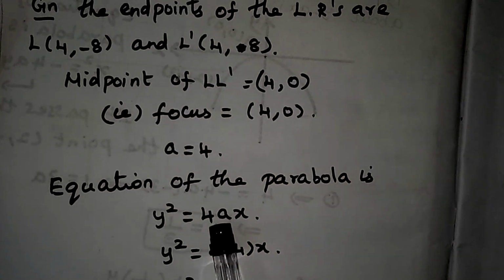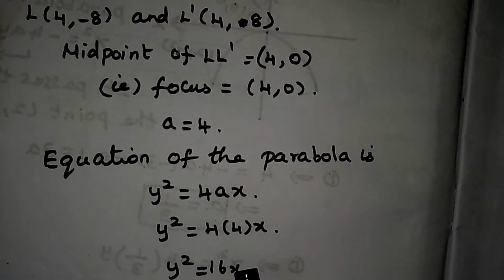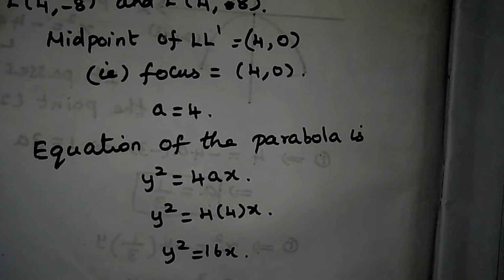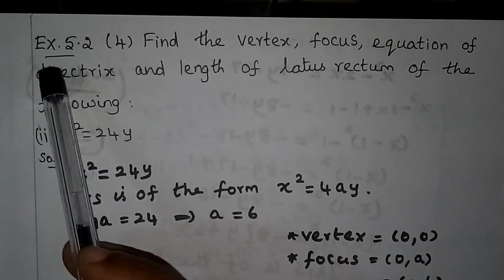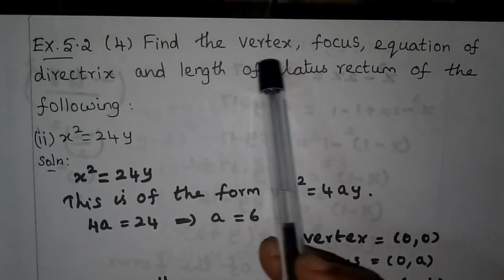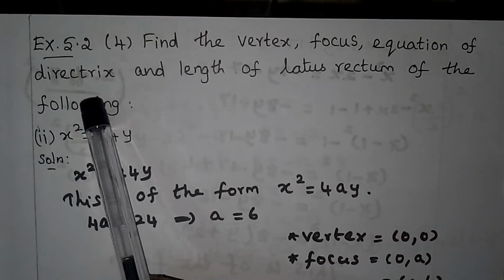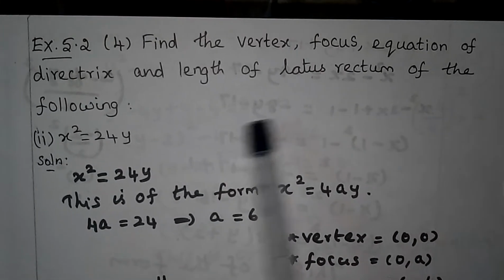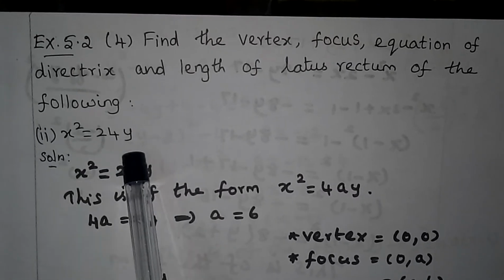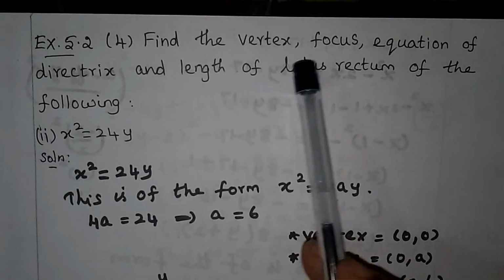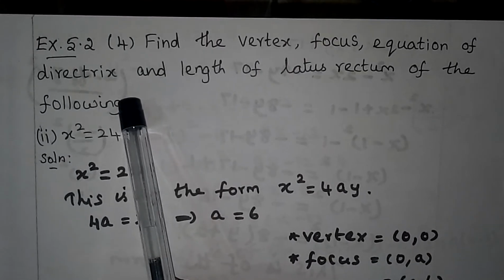So now you replace the value of a here, it is 4. So 4 into 4 it is 16. So y square equal to 16x. Now you can see the fourth sum in exercise 5.2. Find the vertex, focus, equation of directrix and length of latus rectum of the following. Second subdivision, x square equal to 24y. So we have to find the vertex, focus, equation of directrix.